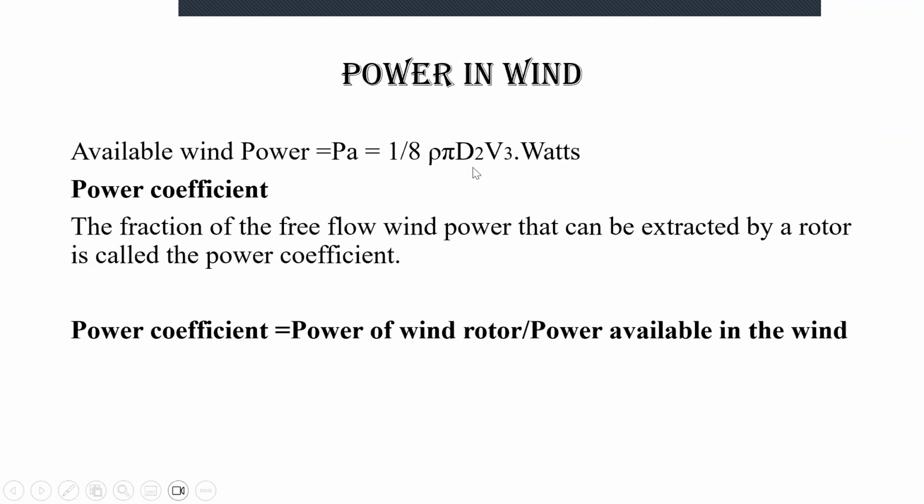which is in terms of watts. You have a power coefficient for this, which is the power of the wind rotor divided by the power available in the wind. This is the maximum thing you have to consider: the power available in the wind that is converted into the power of the wind rotor. That is, the fraction of free flow wind power which can be extracted by the rotor is known as the power coefficient. So this is nothing but your power coefficient.